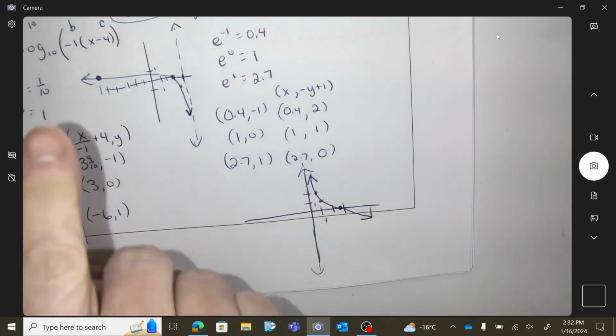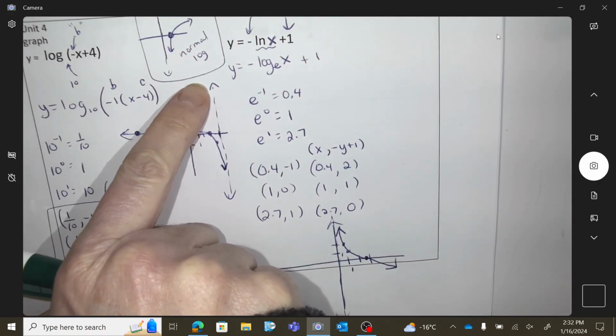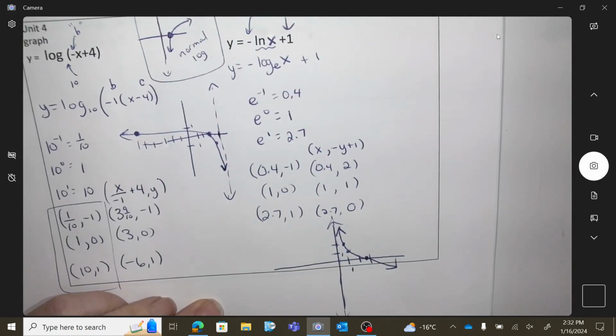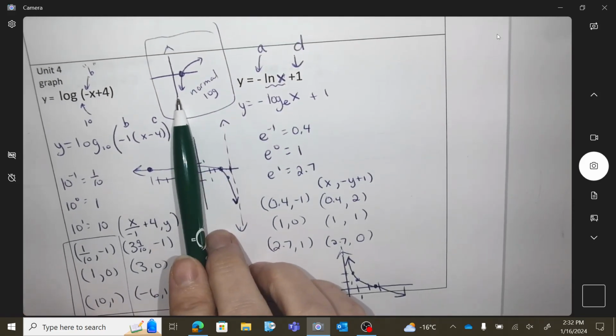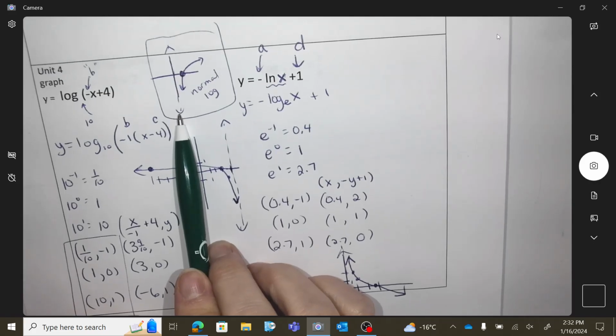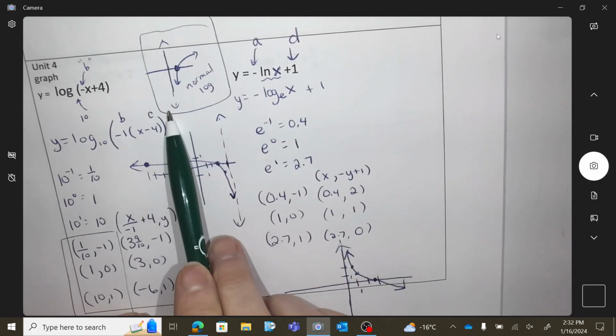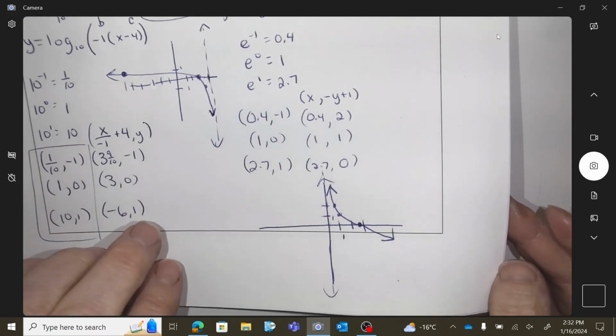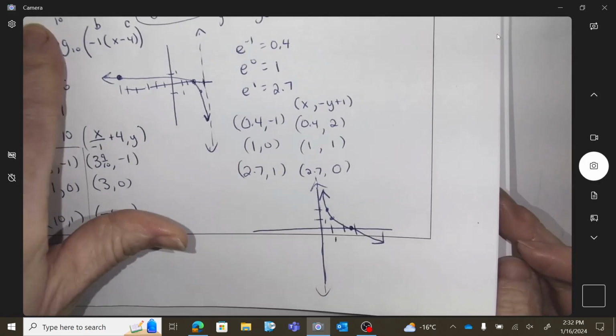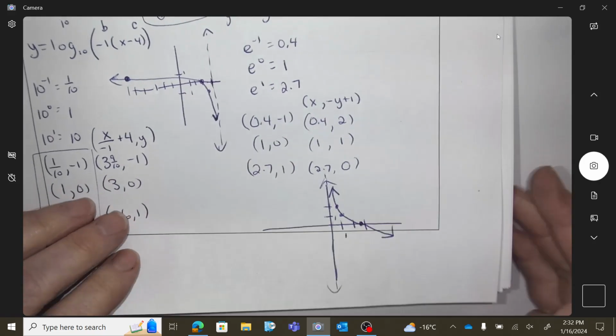Okay, remember how a normal log looks? Know that it's reflected and up 1. But I didn't move the asymptote at all because the only way to move that asymptote is right and left. Get it? If this goes up or down, it's not moving anywhere. Okay, so just remember that secret base of 10, the secret base of E.